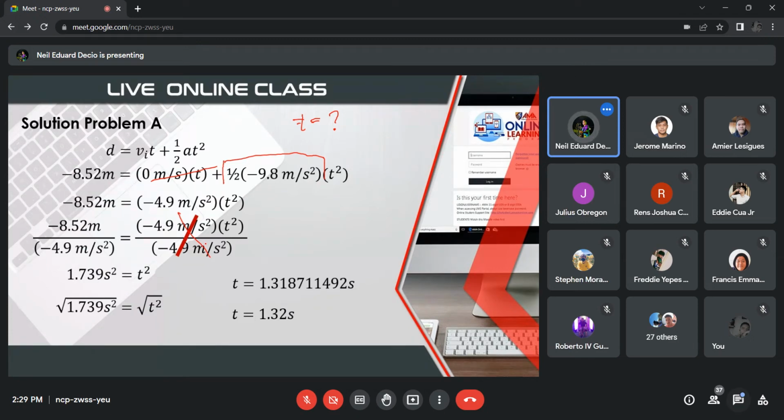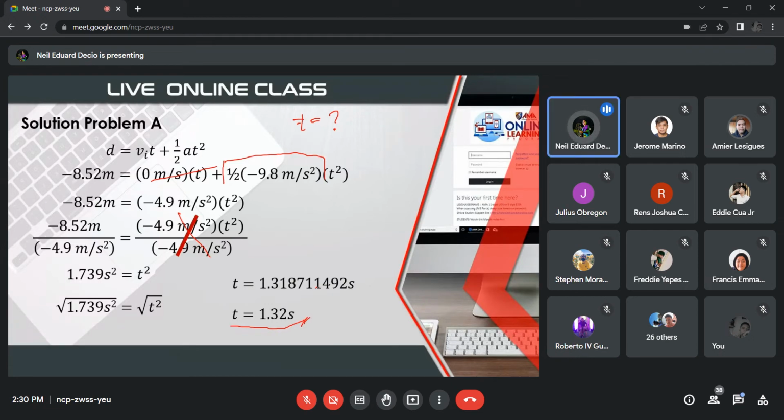So para maging constant tayo, let's have two decimal places. Round off to the second decimal number, para sa final answer na, ha? So it would take 1.32 seconds for the shingle to reach the ground from a height of 8.52 meters. Gets? Yung example? Yes, sir. Okay.